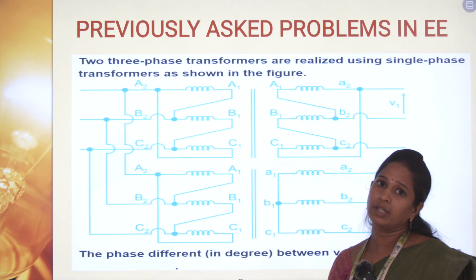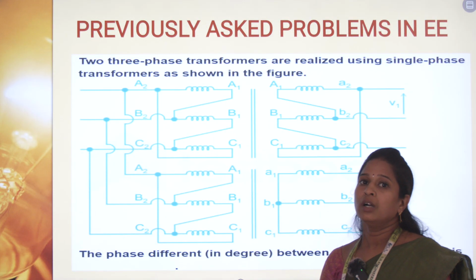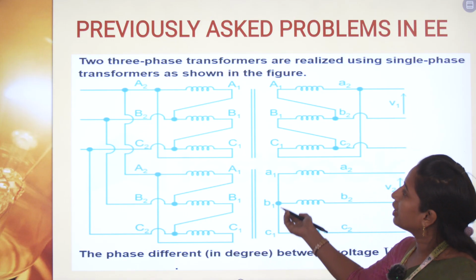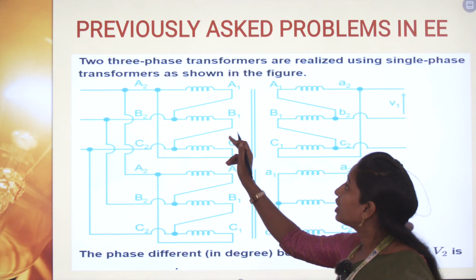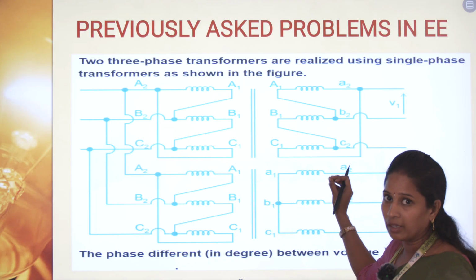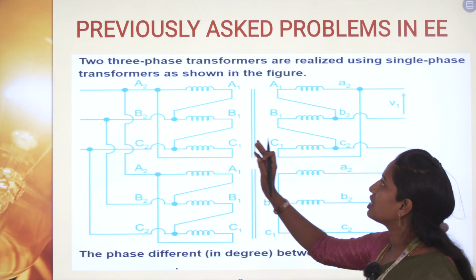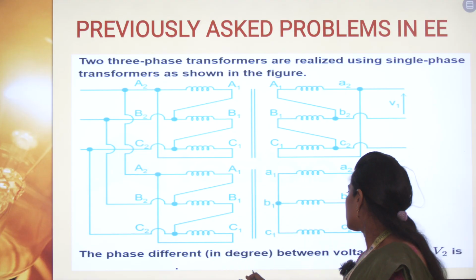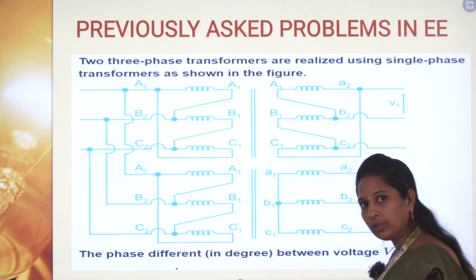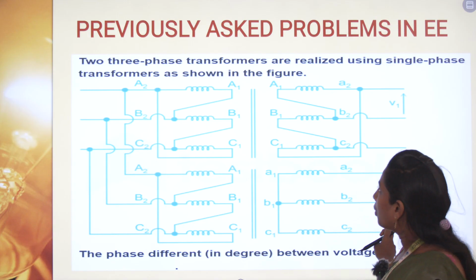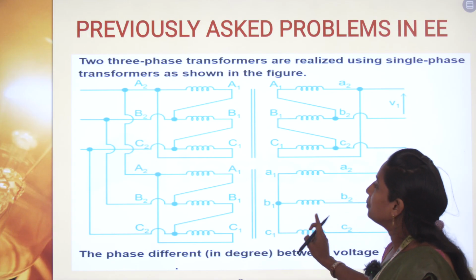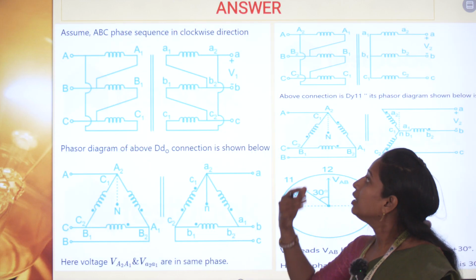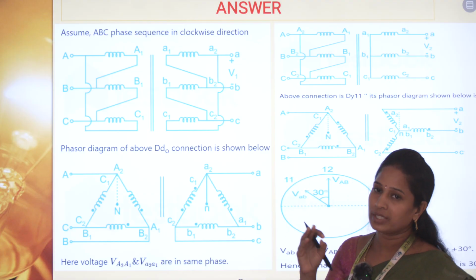Similarly, we will solve the next problem based on the three-phase transformer. Here they mention that two three-phase transformers are realized using single-phase transformers as shown in the figure. The phase difference between voltages V1 and V2 we need to find out. Based on this figure, first we assume an ABC phase sequence in the clockwise direction.